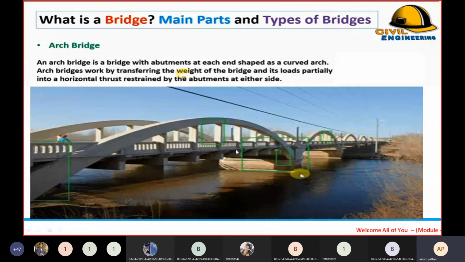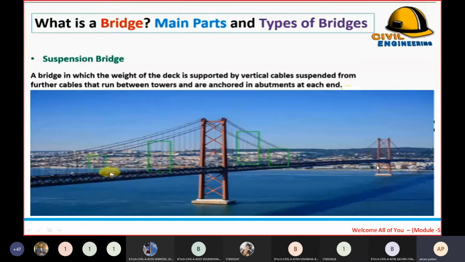So arch bridges work by transferring the weight of the bridge and its load partially into a horizontal thrust restrained by the abutment at either side. Then the suspension bridge will be there. So see here, again we have the steel concrete pier. On this particular concrete pier we have the steel compression members. It is a bridge in which the weight of the deck is supported by vertical cables. So these are the vertical cables here.